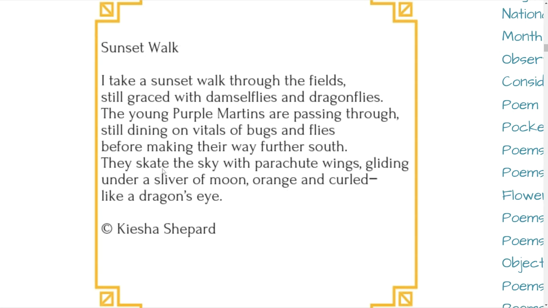They skate, see? So what she's doing is insight into sight. And there's a good book called Creating Poetry by John Drury. You might want to read that book, okay? And it talks about insight into sight. So that's what she does here when she says they "skate the sky with parachute wings gliding." Okay, so that's nice.